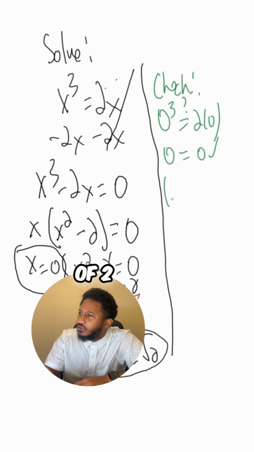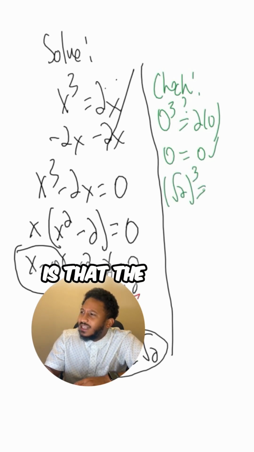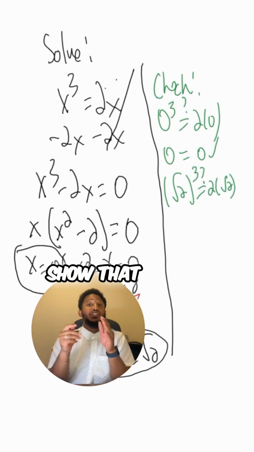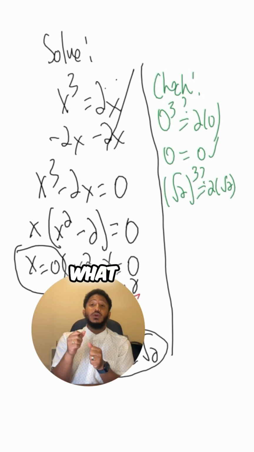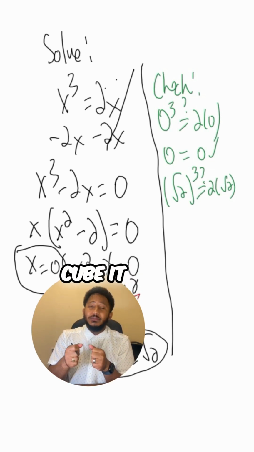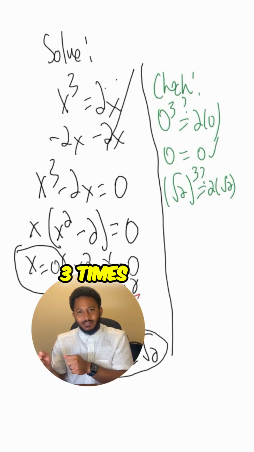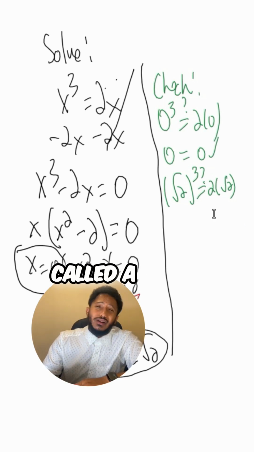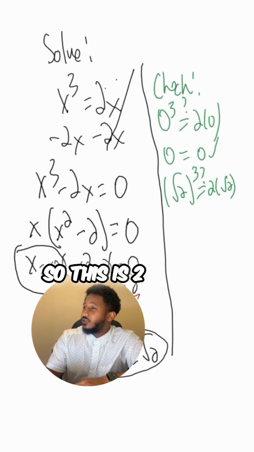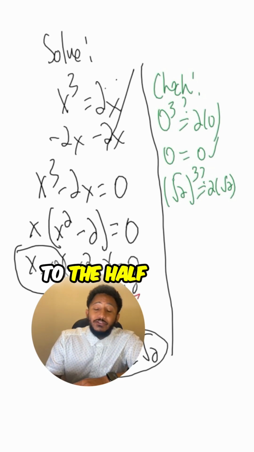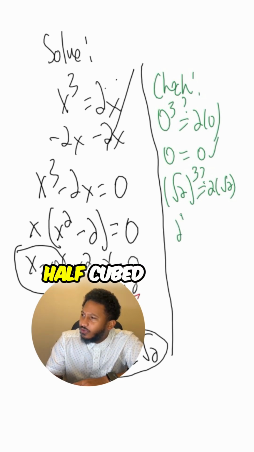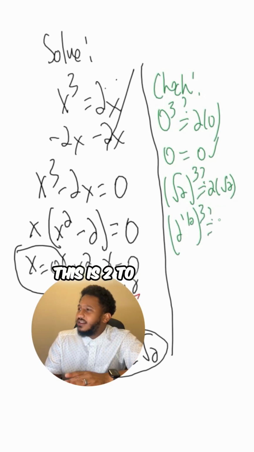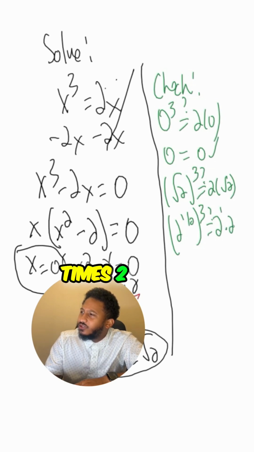So the square root of 2, when I cube it, is that the same as 2 times the square root of 2? And the way we show that these two are indeed the same is by understanding what it means to cube something. To cube it means it is multiplied by itself 3 times, okay? And so in doing that, one way to represent that is by noting that a square root is also called a half power. So this is 2 to the half, cubed. Is that the same as, then I always do the same thing on this side, 2 to the 1 times 2 to the half.